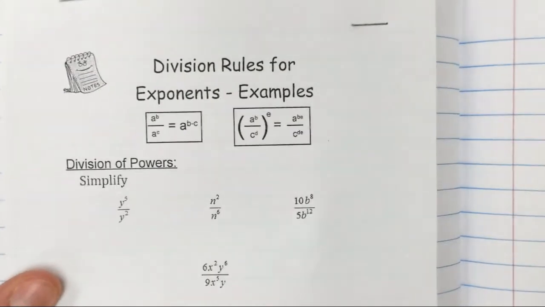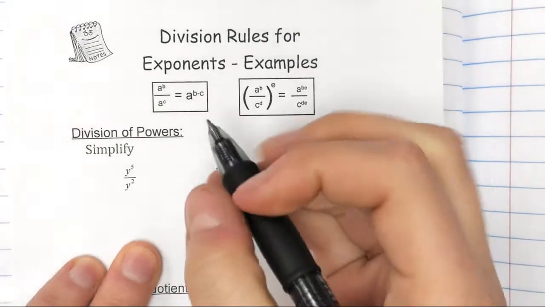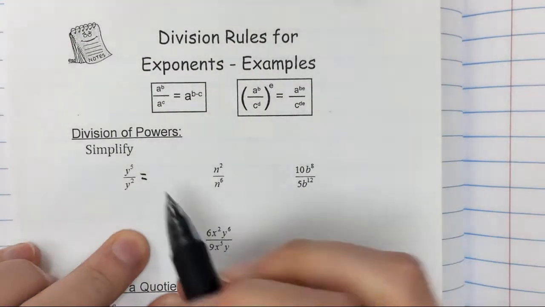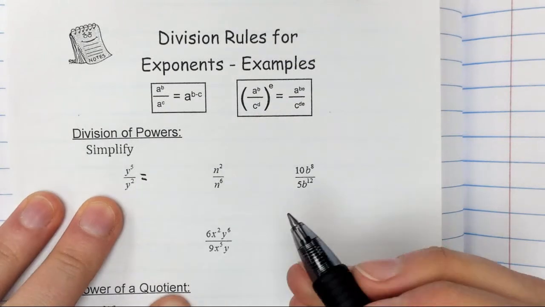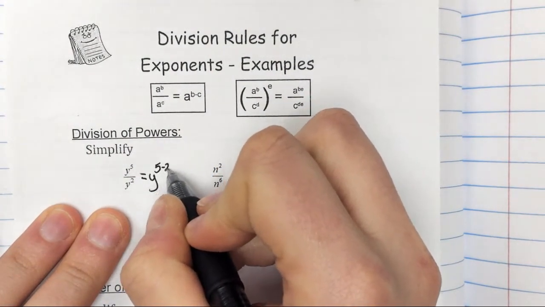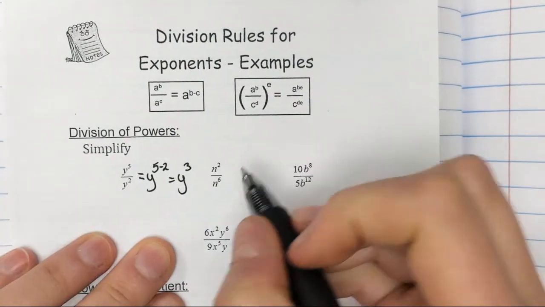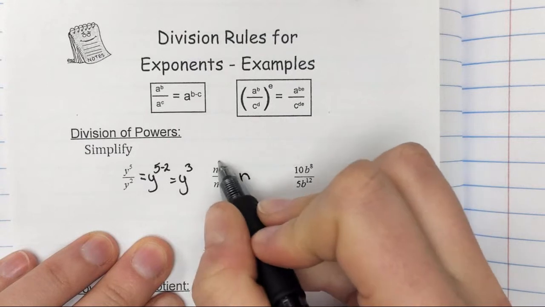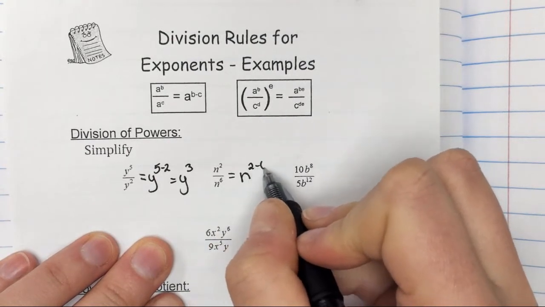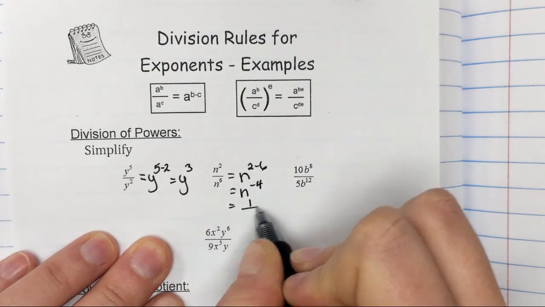Okay. The first ones we're going to simplify just using some division of powers. The rule is to subtract the exponents, numerator exponent minus denominator exponent. So this is going to be y to the 5 minus 2, which would be y to the third power. In this example, it's n to the 2 minus 6, which is n to the negative 4, or 1 over n to the 4th.